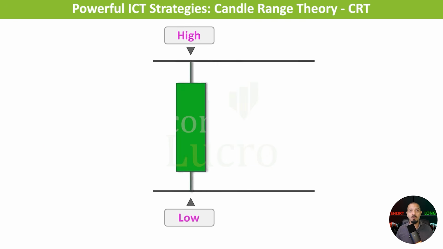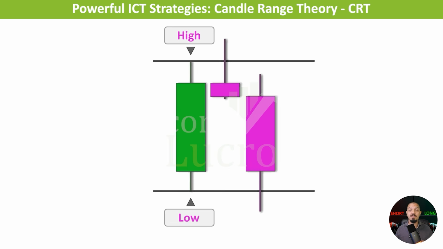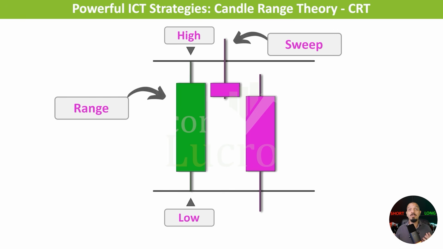Next, we have candle range theory. Candle range theory, or CRT, is a trading concept that focuses on the price range, high to low, of a single candlestick on the chart. The typical concept of this strategy usually involves 3 candles, and each candle has its own important role. The first candle defines the range. The second candle creates the sweep.